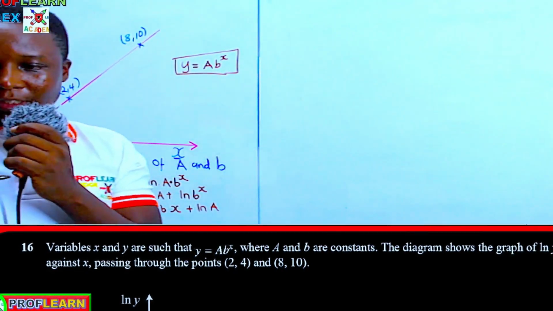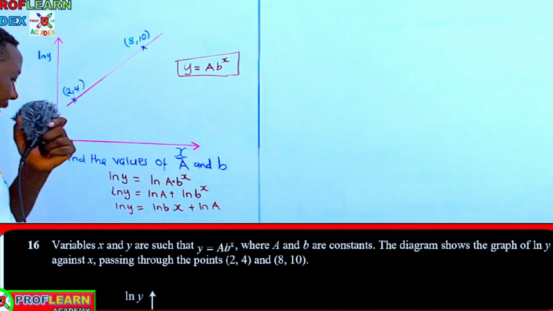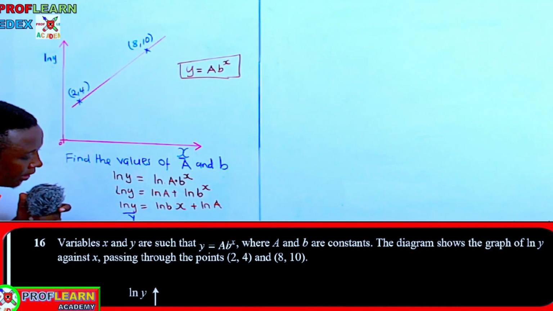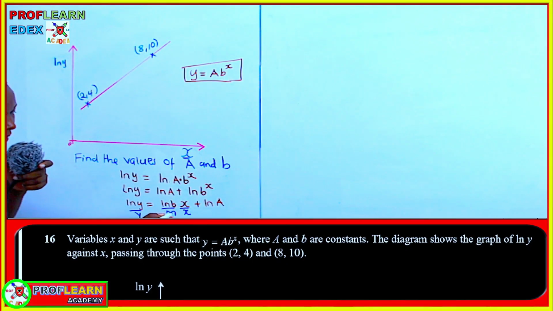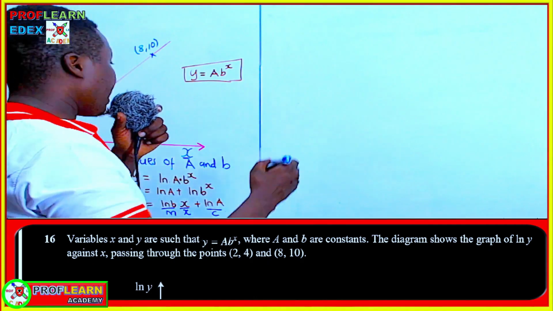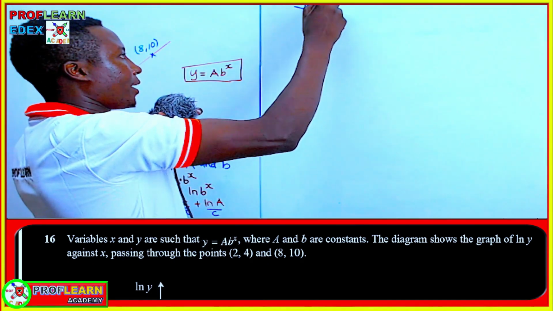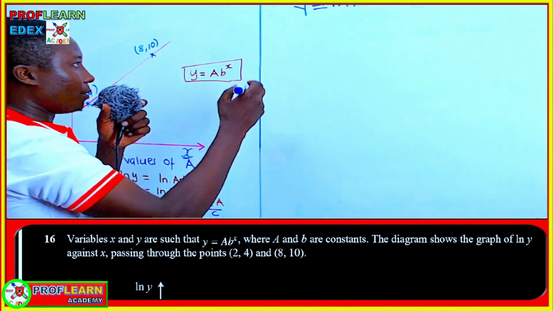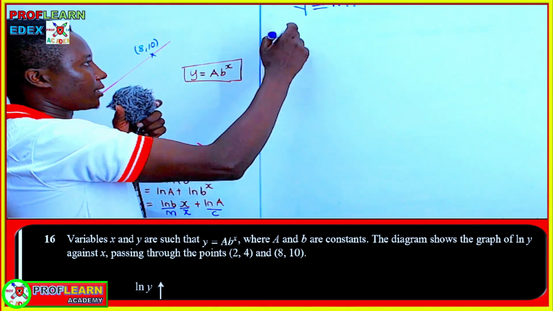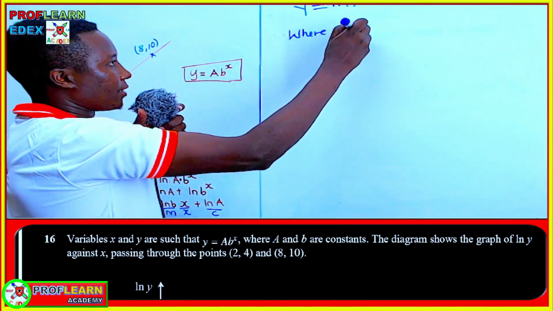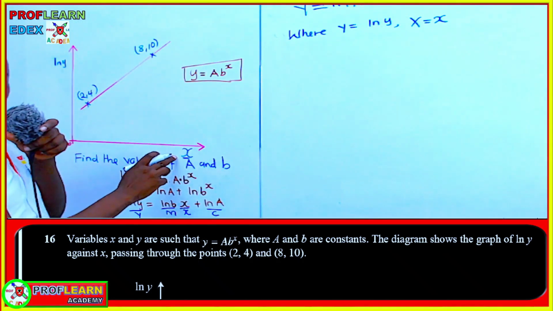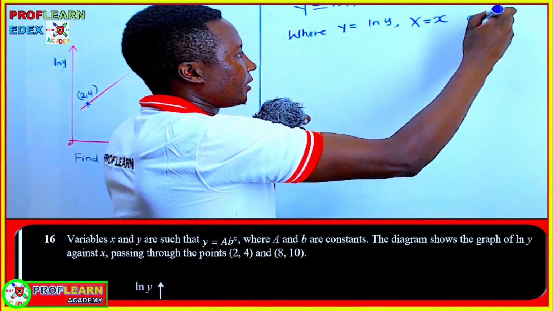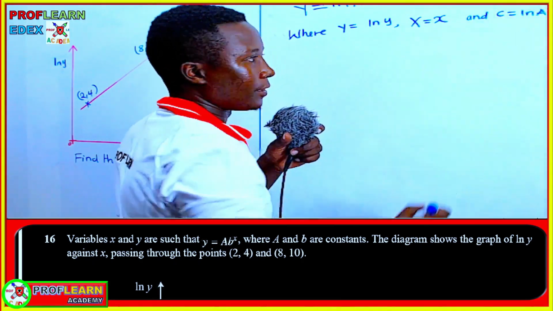If you look at this equation that we have formed, it is an equation of a straight line, whereby this is the y value, this part here is x, and this is mx. So ln b is the gradient, and this is going to be the y-intercept. From here, we can say our equation y equals mx plus c has been formed, where y is actually ln y, capital X represents the small x variable, and c is ln a.